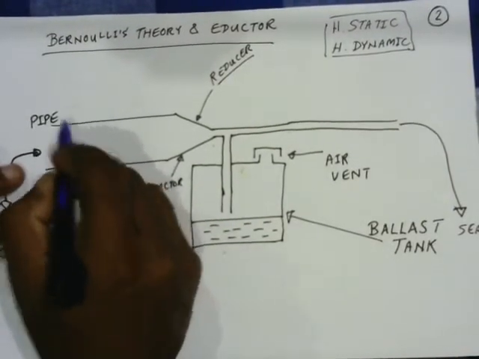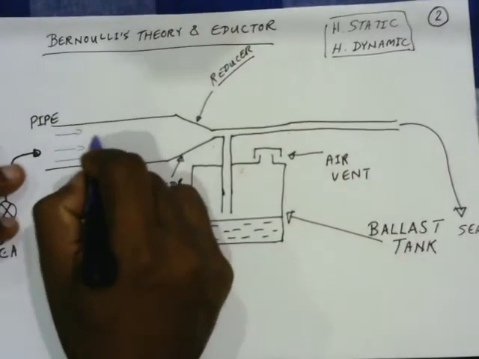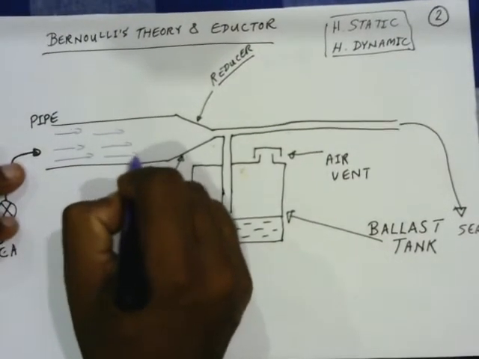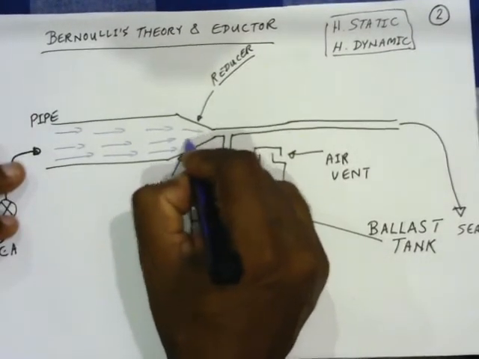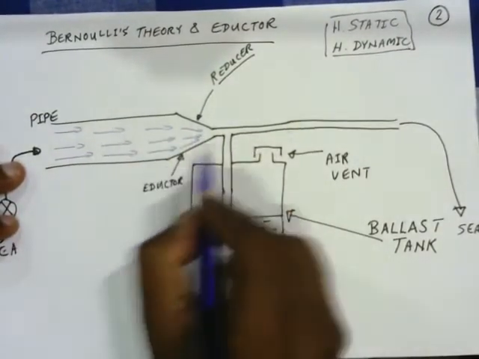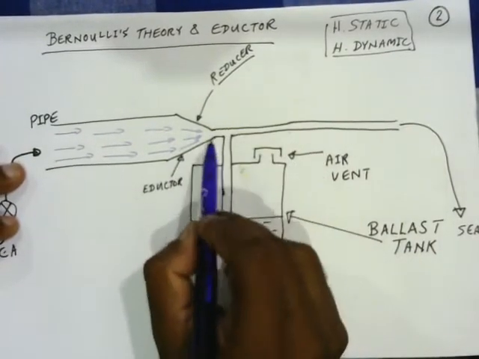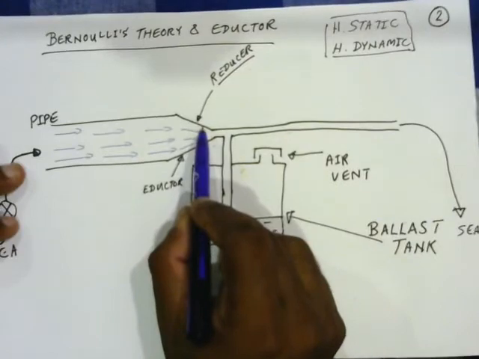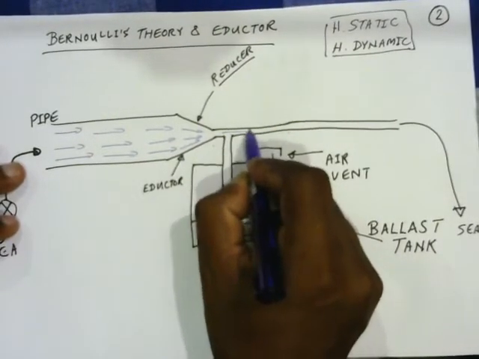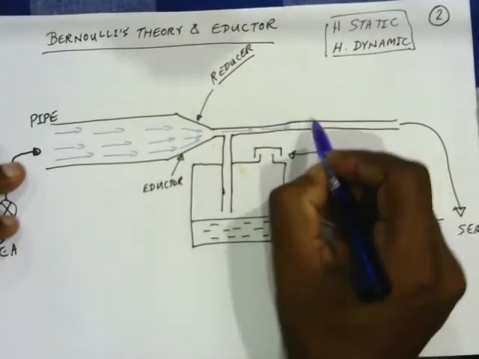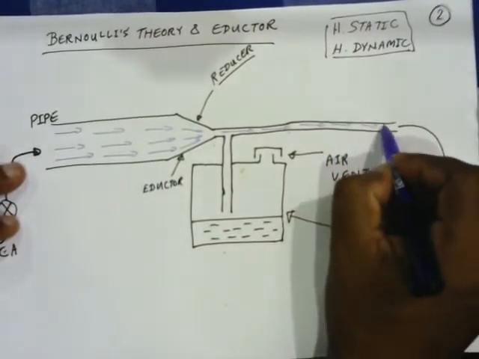So here you can see that this water, when it goes through this bigger pipe, it has a certain velocity, and it will be squeezed here because there is a reducer. It will be squeezed here, and now it will go at another, different velocity.